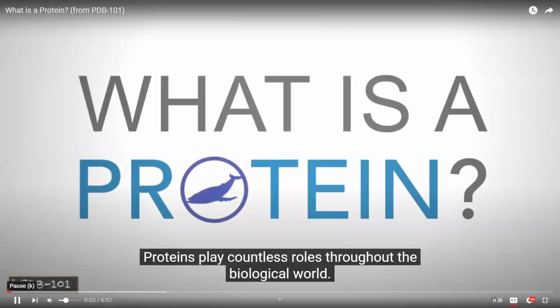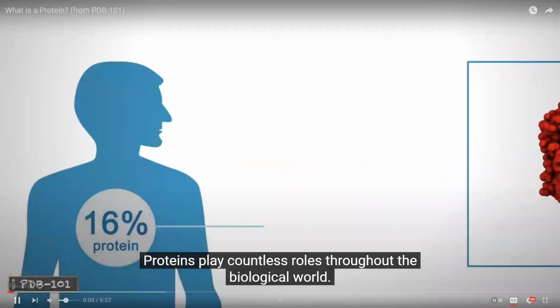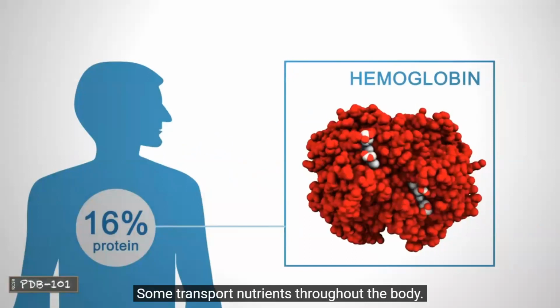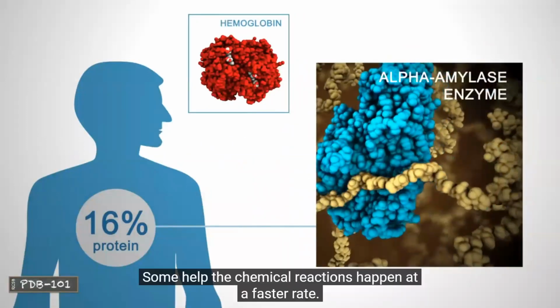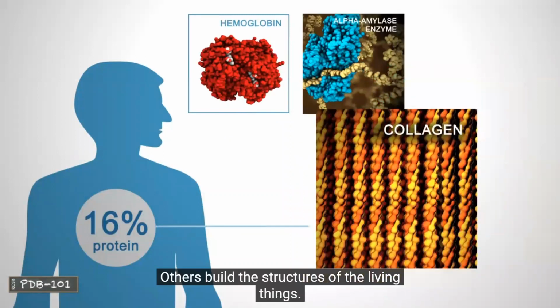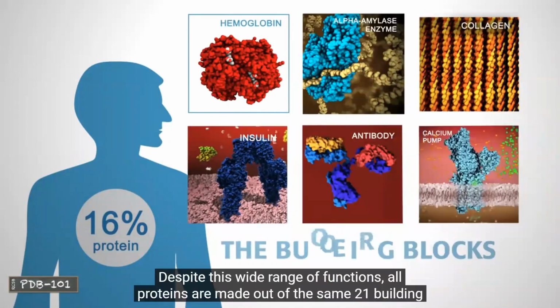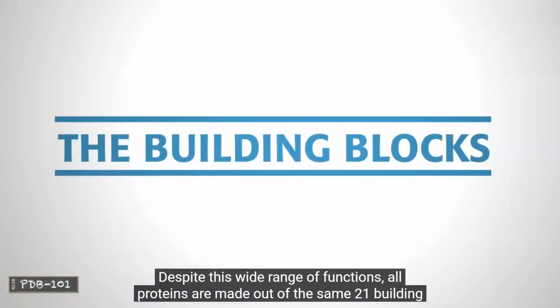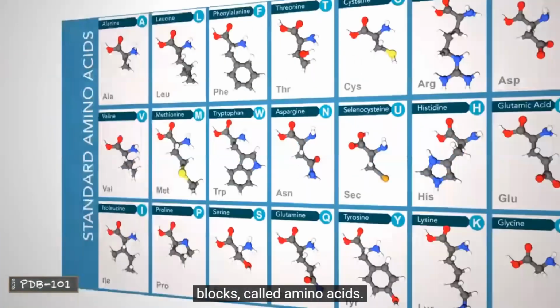Proteins play countless roles throughout the biological world. Some transport nutrients throughout the body. Some help chemical reactions to happen at faster rates. Others build structures that make up living things. Despite this wide range of functions, all proteins are made out of the same 21 building blocks, called amino acids.